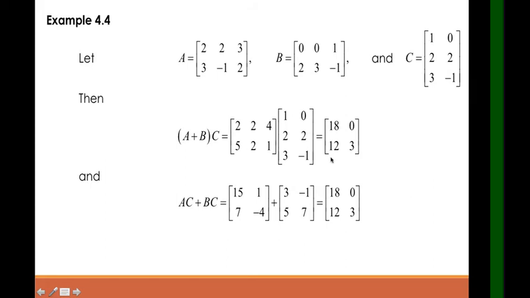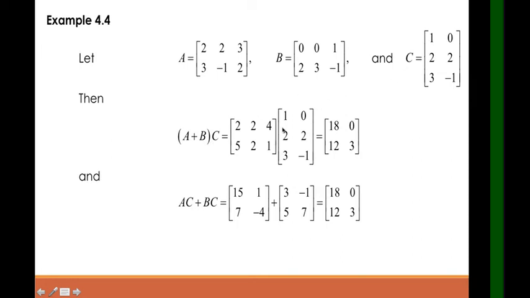As you can see, we can already see on the screen that they are the same. But how about the process? In this portion, we will add A and B first. So 2 plus 0, 2 plus 0, 3 plus 1, 3 plus 2, negative 3 plus 3, negative 1 plus 2. And you will get 2, 2, 4. Is this correct? I don't think so. Okay, so 5, 2, and 1. Then after that, multiply to letter C.